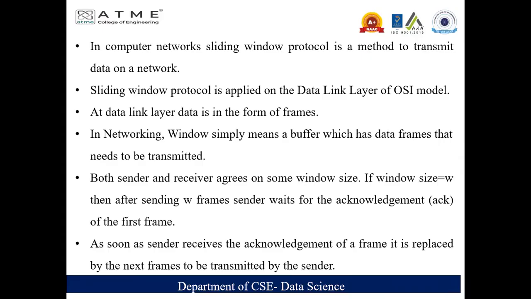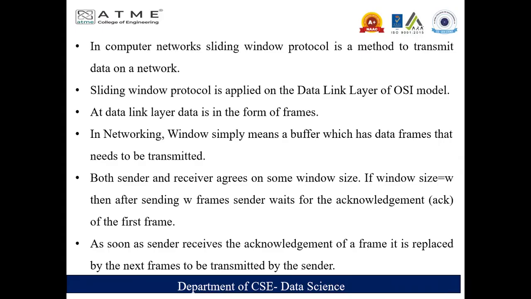So in each layer, we represent the data in different forms. In the data link layer, it is represented in the form of frames. In networking, whenever we talk about the window, it is like a buffer or a space that can hold a number of frames at a time that need to be transmitted. For example, if the window size is 5, then at a time 5 frames can be transmitted. So window mainly refers to a buffer.